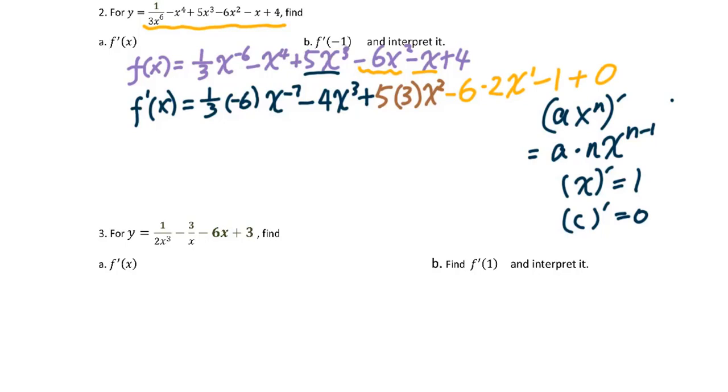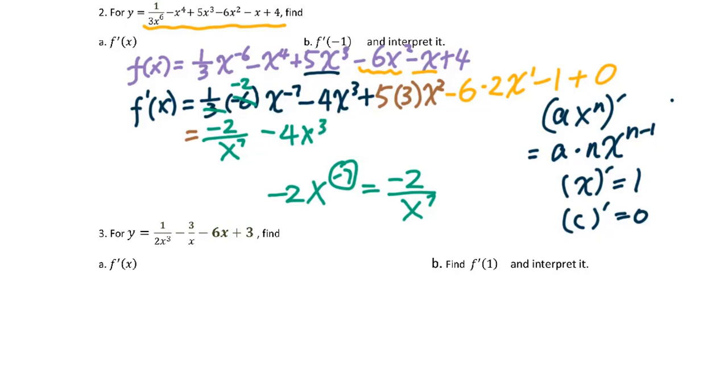Then we organize. You will get, after reducing, a negative 2, so negative 2x to the negative 7th power. We change this negative exponent to a positive exponent, so negative 2 over x to the 7th power. So we have negative 2 over x to the 7th power minus 4x cubed plus 15x squared minus 12x minus 1.